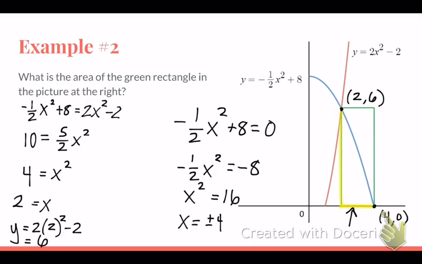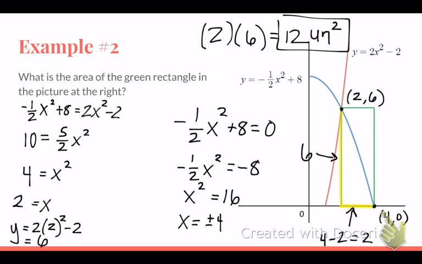So remember we said we would subtract this x coordinate from this x coordinate, so we can find the length of that yellow line. So how long is that line? 2. And then what about the vertical line? 6. So therefore 2 times 6 is 12. Raise your hand if you got 12 units squared. Beautiful. The rest of you guys can go ahead and take a look at this later tonight.